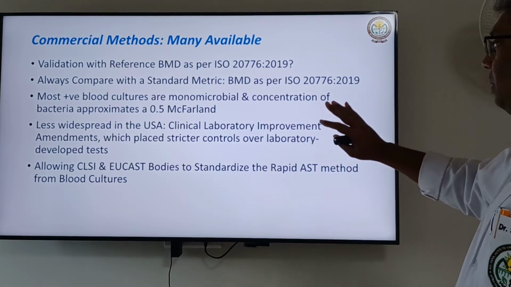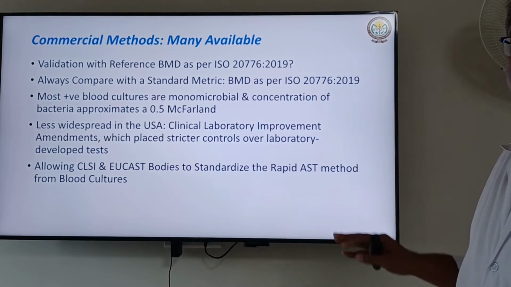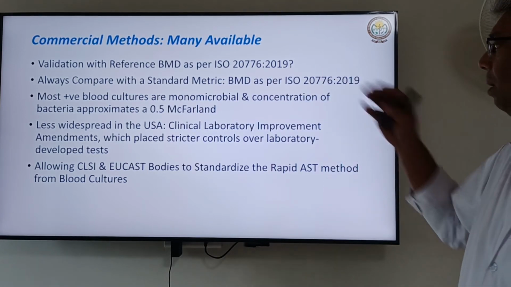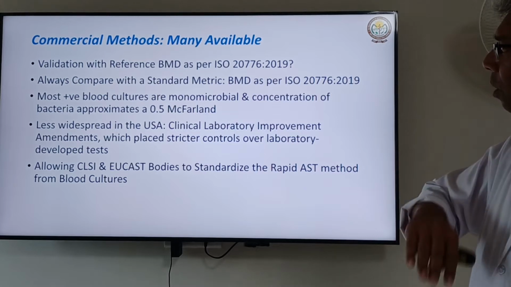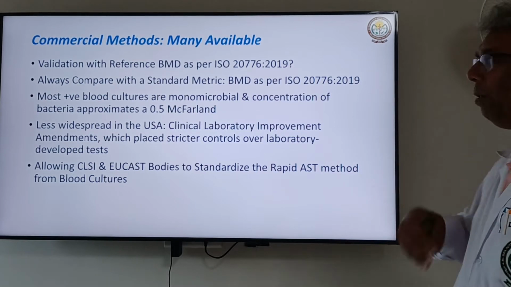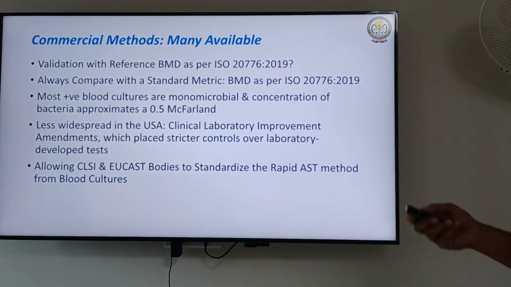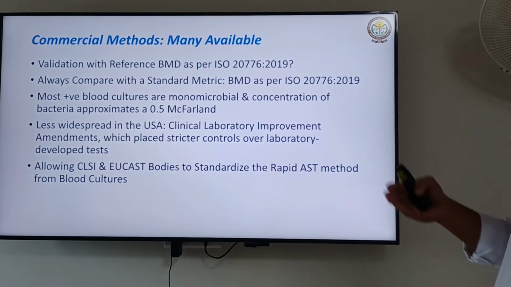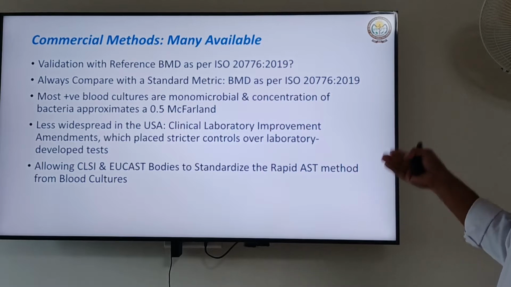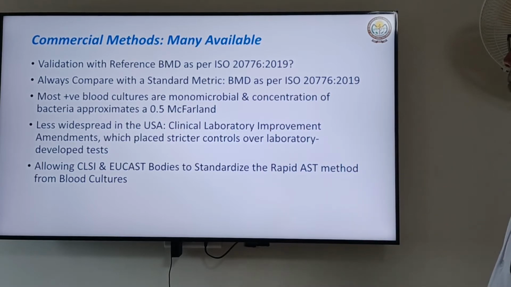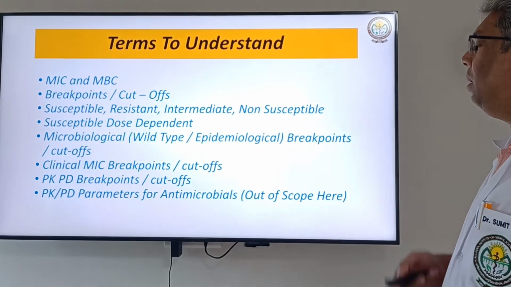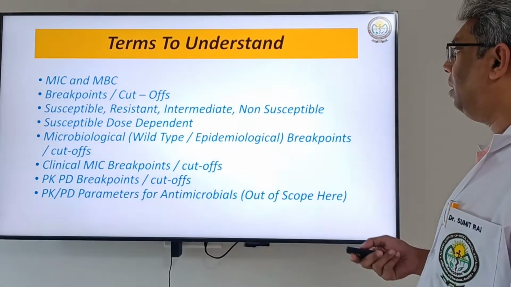Most of the positive blood culture samples are monomicrobial. So we can always use that particular principle and incorporate it directly into the AST rather than going for high-end machines. Other than that, CLSI makes a lot of amendments in its guidelines, and those amendments cannot be extrapolated onto these commercial systems.